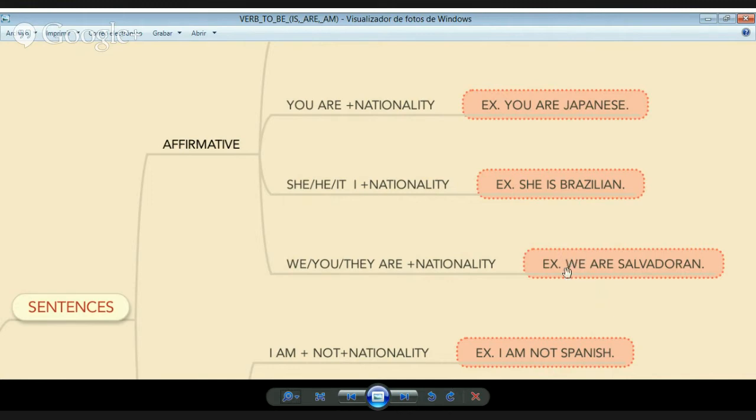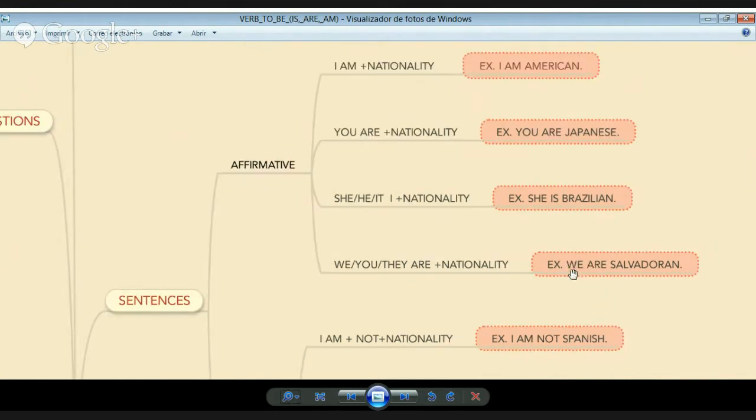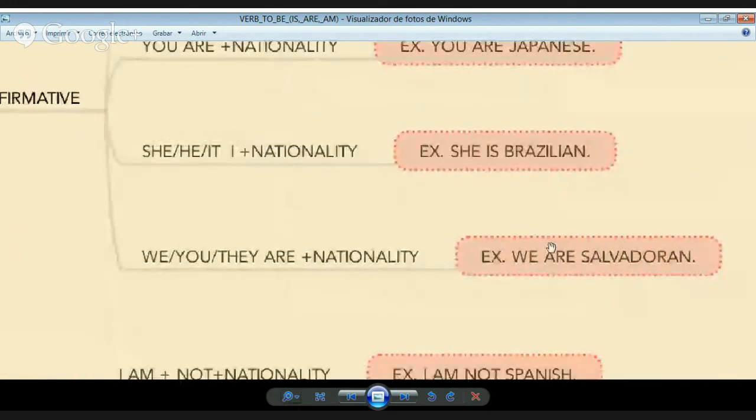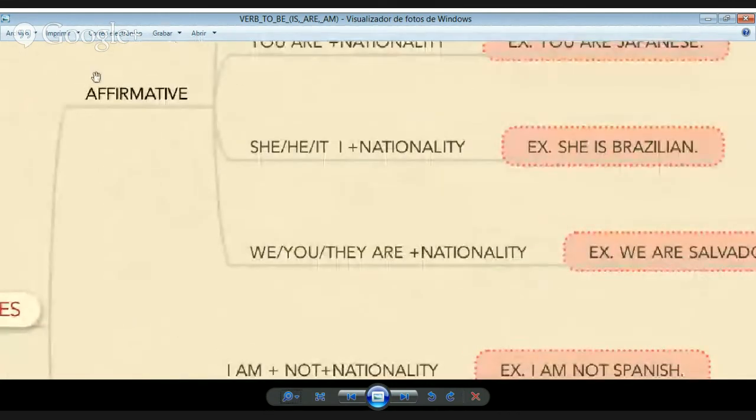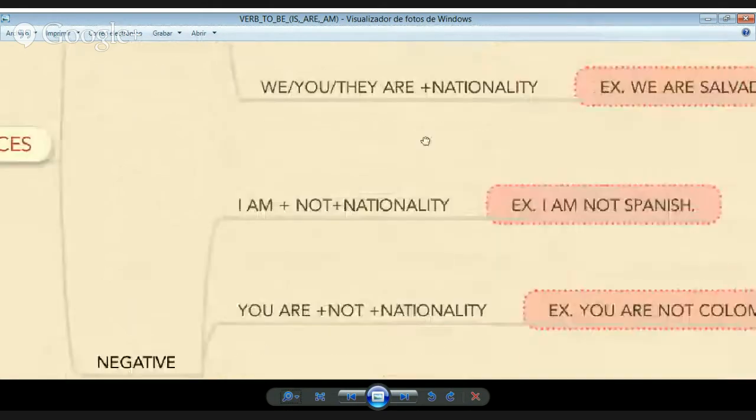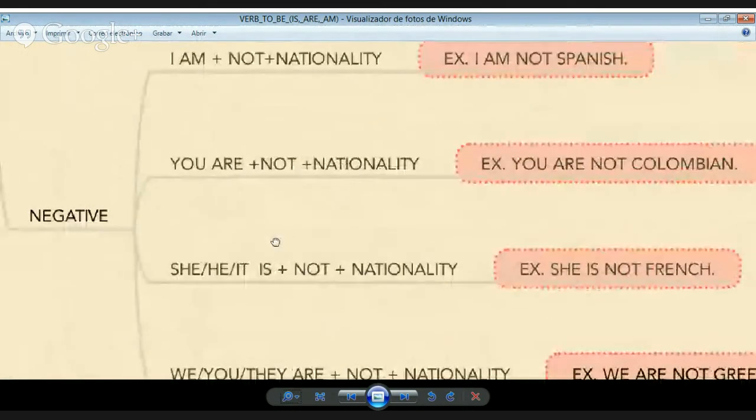It's a clear example. You have the subject, okay? As well, you have the verb, okay? The verb are and the nationality. It's very simple. So these are negative sentences. If you want to make negative sentences, it's kind of easy. So you add the word not. So you have the example, I am not plus the nationality. This is the first person singular. So you say, I am not Spanish. I am not Salvadorian. I am not American.